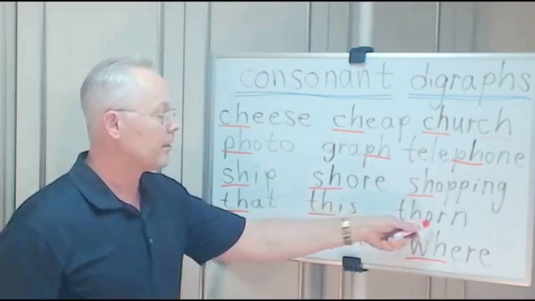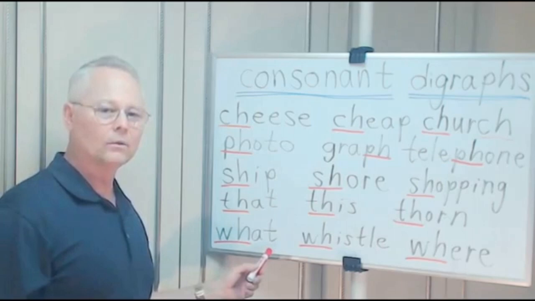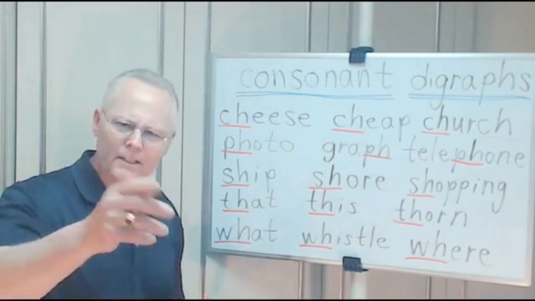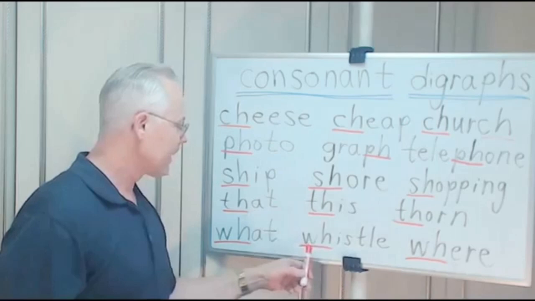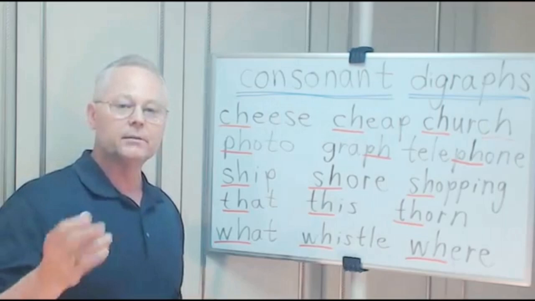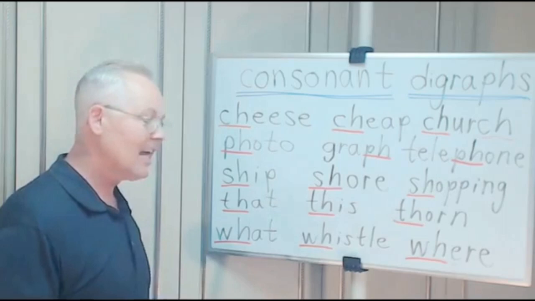W-H, wah, at, but it doesn't really sound, it sounds like ought when we say it. The word is what? What did you say? What is that over there? What? What is soul? A whistle, a whistle. You blow on a whistle. A policeman may have a whistle to blow on when they're directing traffic. Or maybe you can whistle. Can you whistle? I can whistle. I'm a little out of practice.